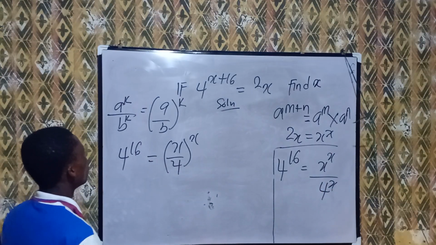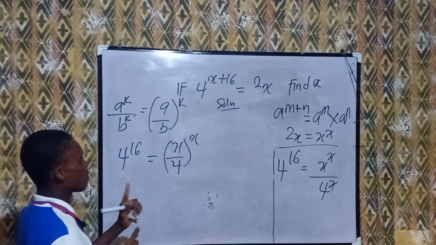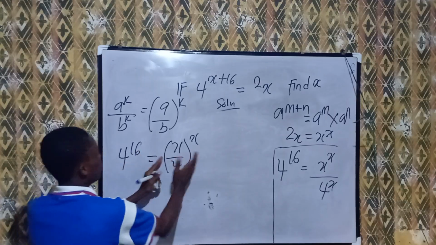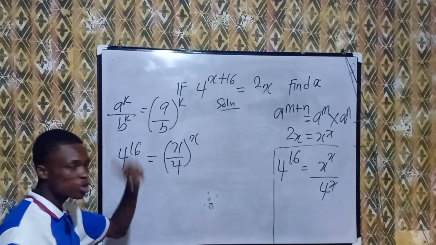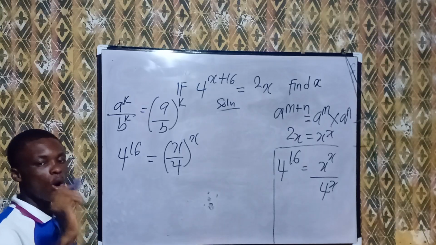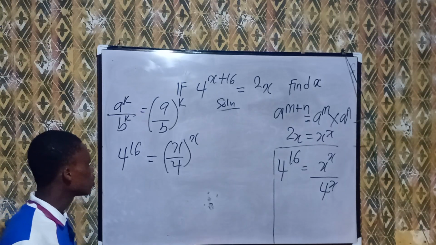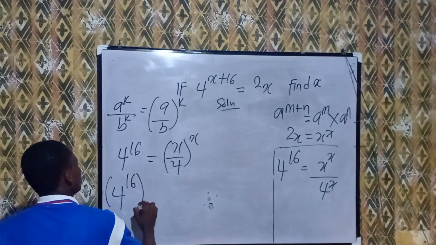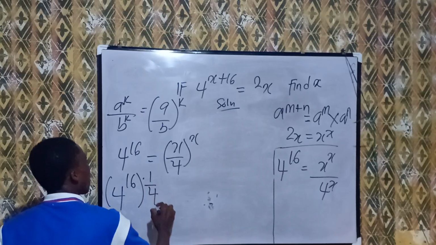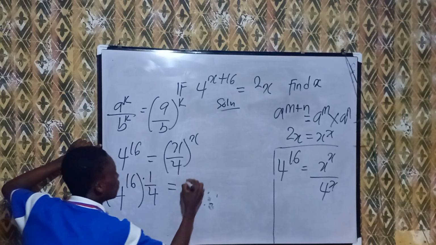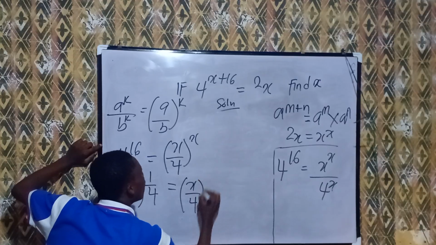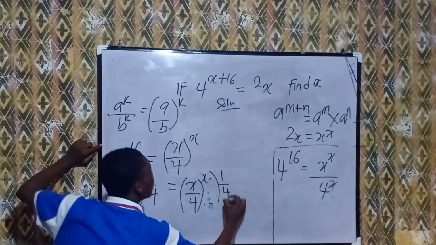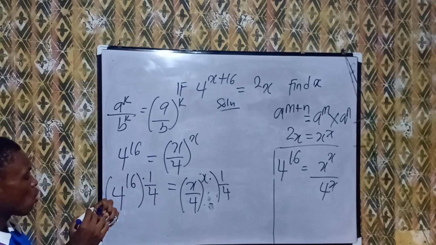All right, so we'll raise both sides now by 1 over 16. Make sure that the power here and this one here, they are the same. So we'll raise both sides by 1 over 16. All right, so let's go. So from here, we have 4 raised to power 16 multiplied by 1 over 16 equals, here now, x over 4 raised to the power of x multiplied by 1 over 16. Remember, I said that we are raising both sides by 1 over 16.